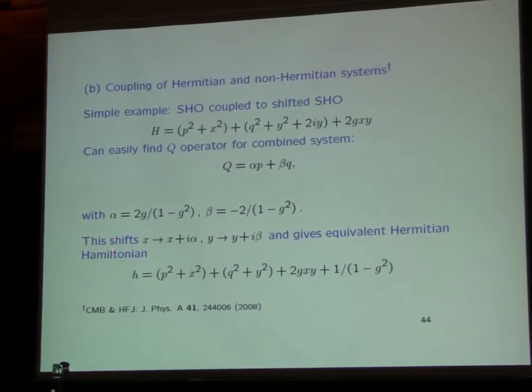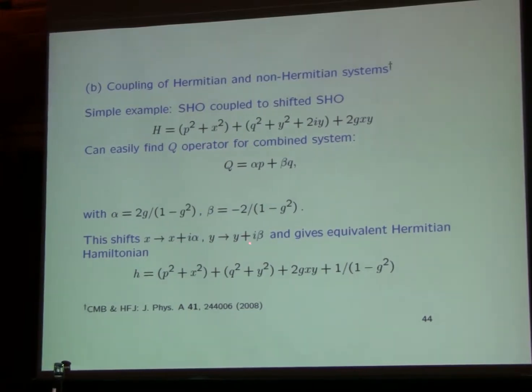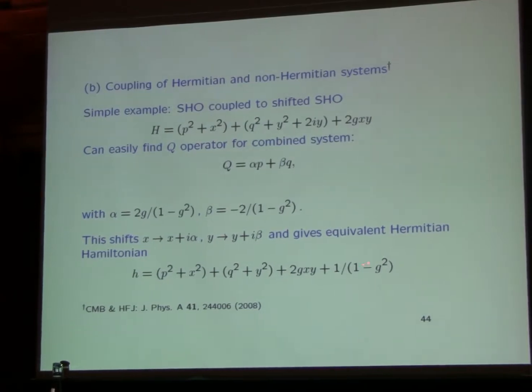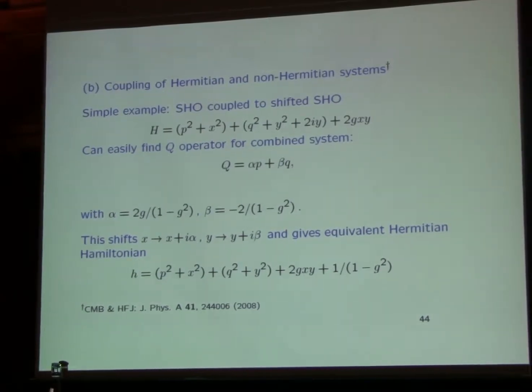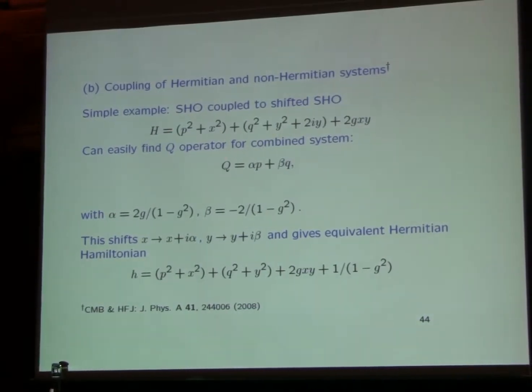And it turns out you can easily find the Q operator for the whole system, which is alpha beta plus beta Q, the same values for alpha and beta. And all we're doing actually is shifting x to x plus i alpha and y to y plus i beta, and that gives you this equivalent emission Hamiltonian. So that's the equivalent isospectral Hamiltonian to that one.